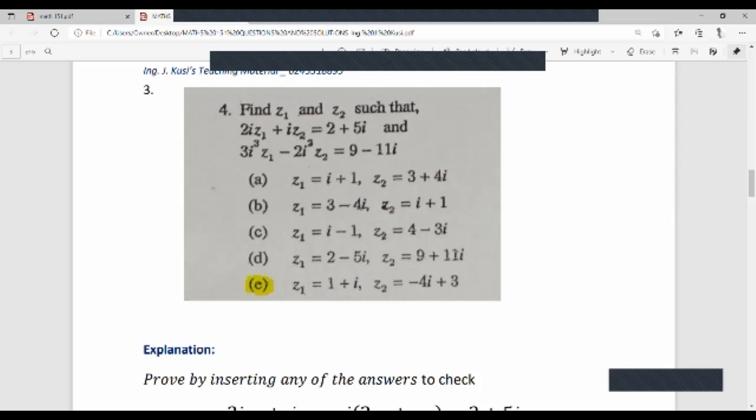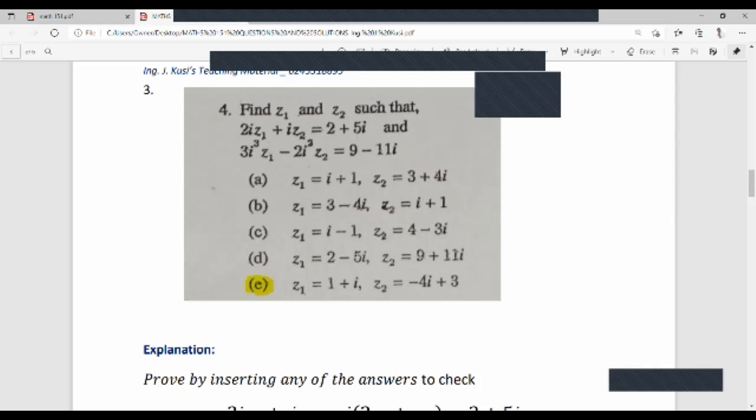First, you can pick any of them. You pick some of the members of A and B. If you think it's likely to be the answer, put them in the question and solve and see if that will give you 2 plus 5i, as is stated here. Okay.